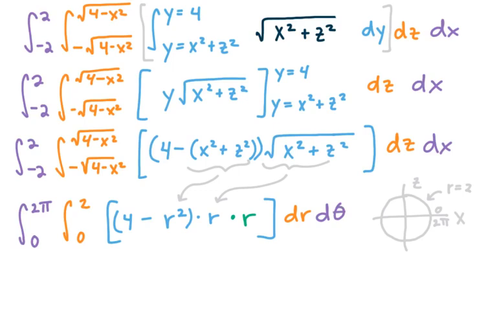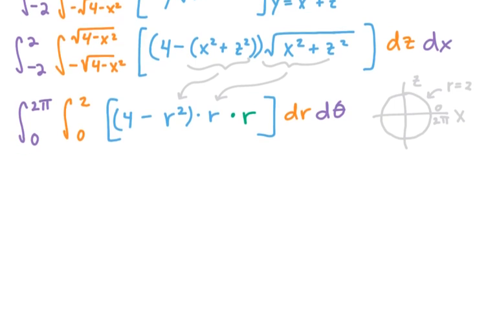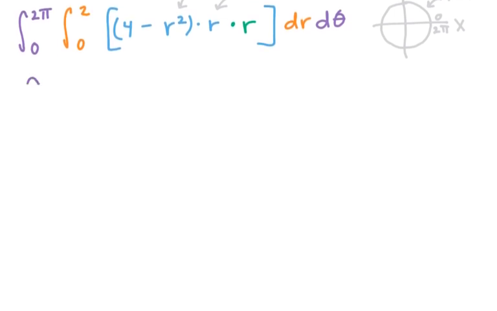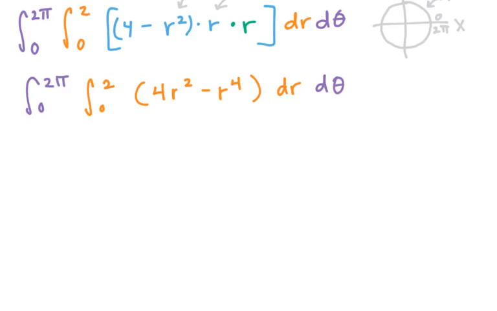d theta. So if I take this r squared and distribute, I've got 0 to 2 pi, and then I've got the integral from 0 to 2 of 4r squared minus r to the 4th, dr d theta. So we took something that was really ugly and we used polar to make it look really nice. So this is pretty simple for us to integrate from here.